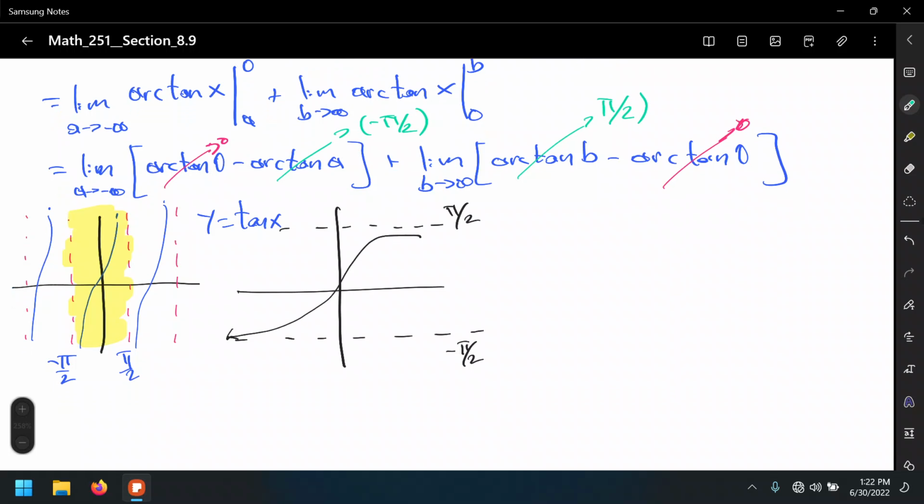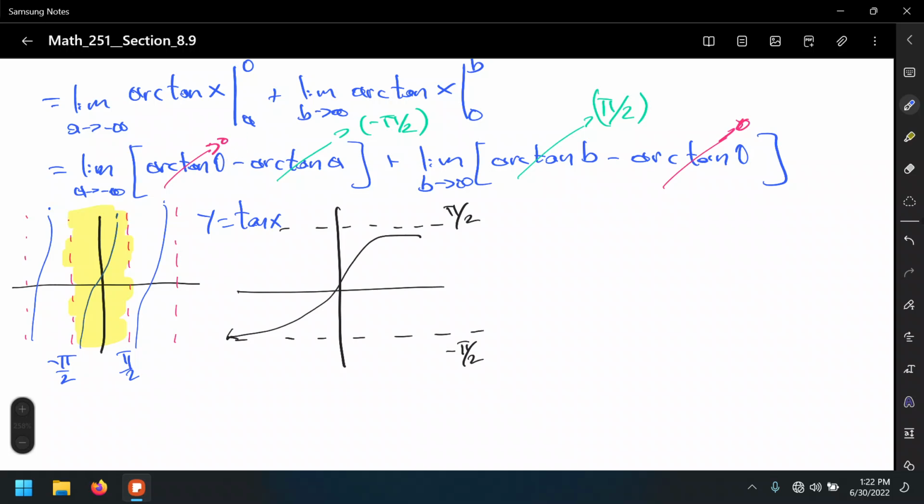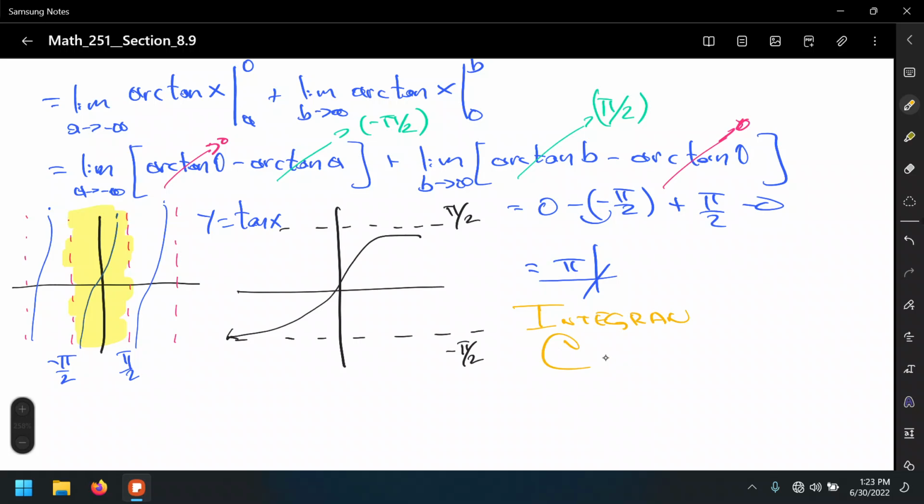So let's write down the result, but be careful with the signs. What we got here is 0 minus negative pi over 2 plus pi over 2 minus 0. Well, the smile rule, that becomes positive. Pi over 2 plus pi over 2, what's that? Pi. That means the integral converges. All right, the integral converges.